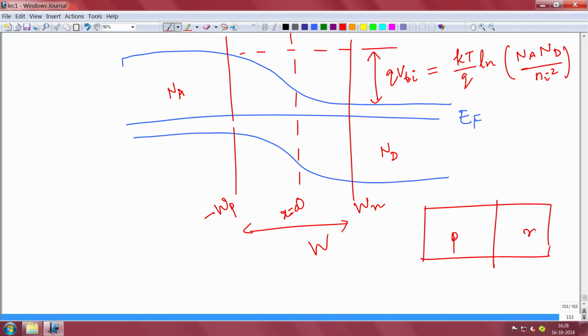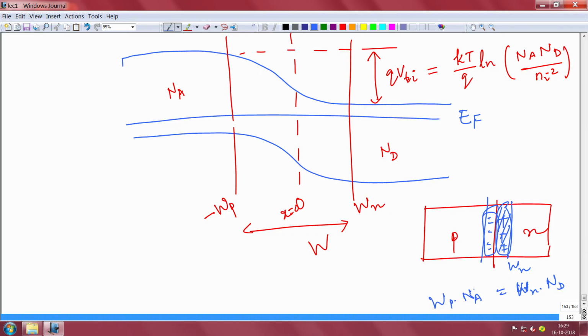This is your P, this is your N, some depletion forms here and some depletion forms here. The areal density on the n side is Wn times the doping Nd, and this should be equal to the areal density on the p side, which is Wp times Na. That's why the inverse proportionality comes, if you recall.